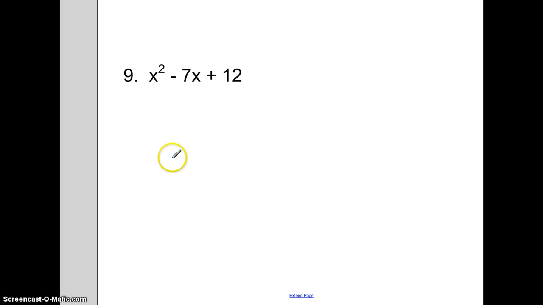Number 9, this is a trinomial, so some of you will be able to just look at this and factor it, and that's fine. If you're not sure how to factor this, you can take the leading coefficient and multiply it by the last term. This is the A coefficient and this is the C coefficient. 1 times 12 is 12. And then we're going to list all of the pairs of numbers that multiply together to equal 12. So 1 and 12, 2 and 6, 3 and 4.